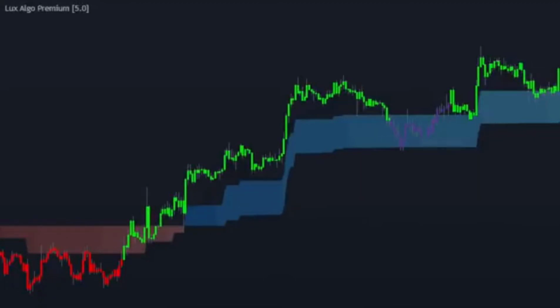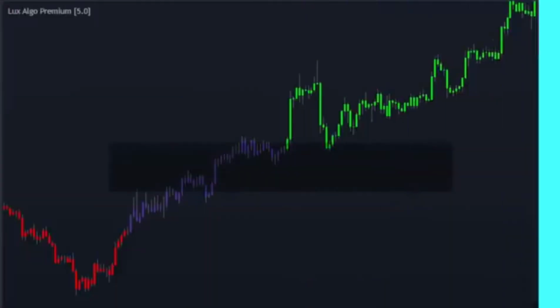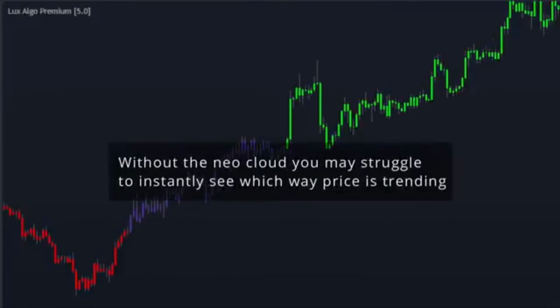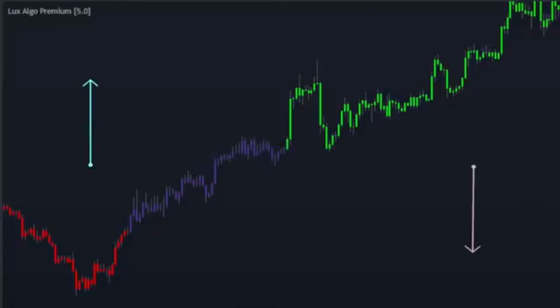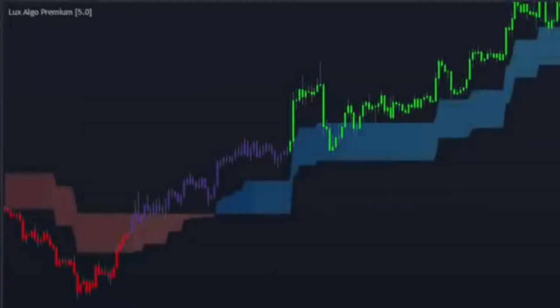Using the Neo Cloud is a fast and instant way to visualize this. Without the Neo Cloud, looking at the chart, you may struggle to instantly see which way price is trending. Is it bullish or bearish? As soon as the cloud is added, it's clear and obvious. Price is above, therefore it is bullish. Price is below, it must be bearish. Or price is transitioning, in which case we wait to see which way it will confirm.